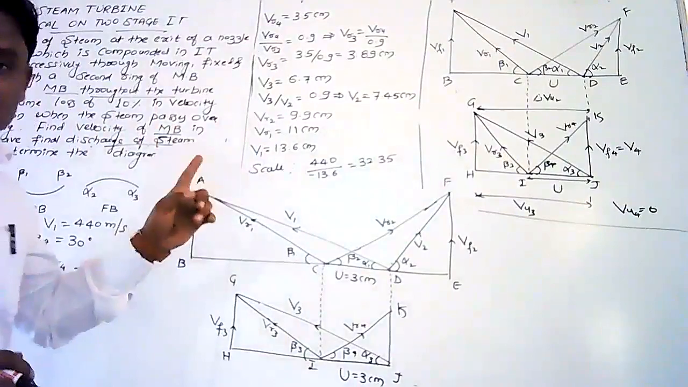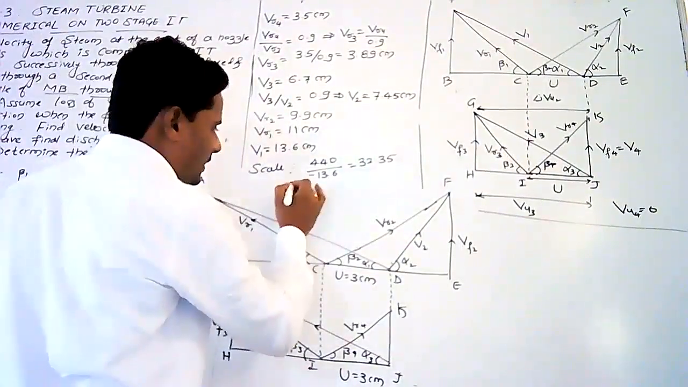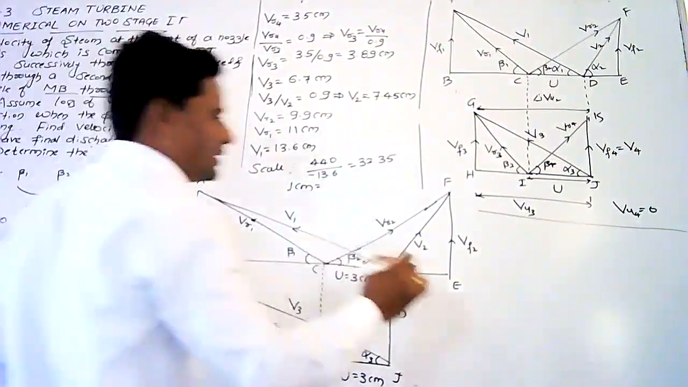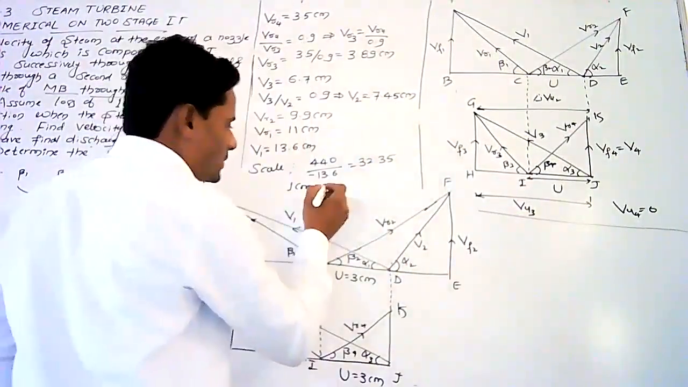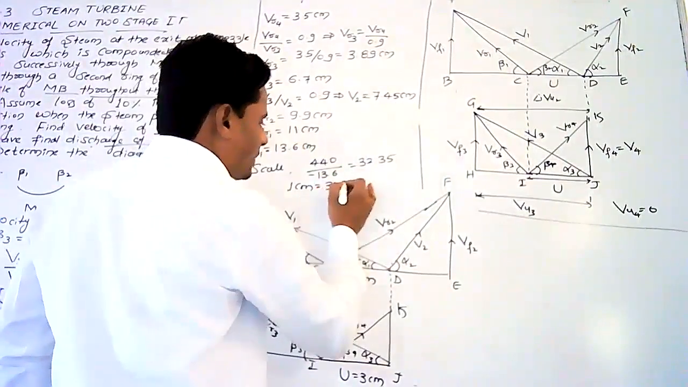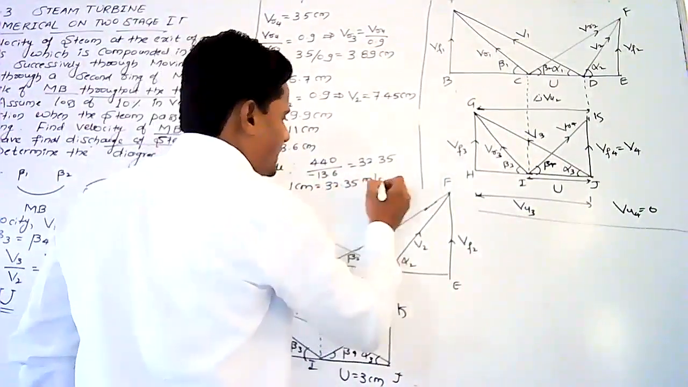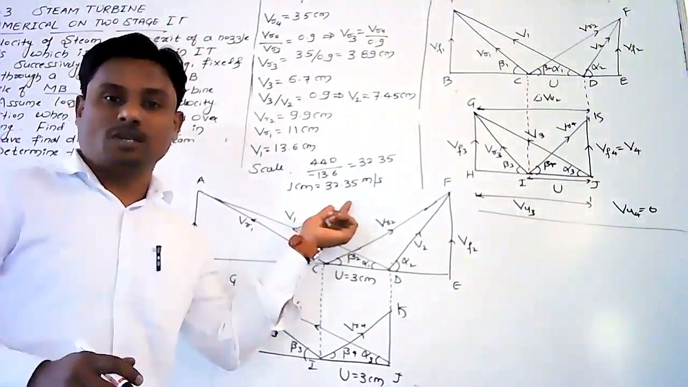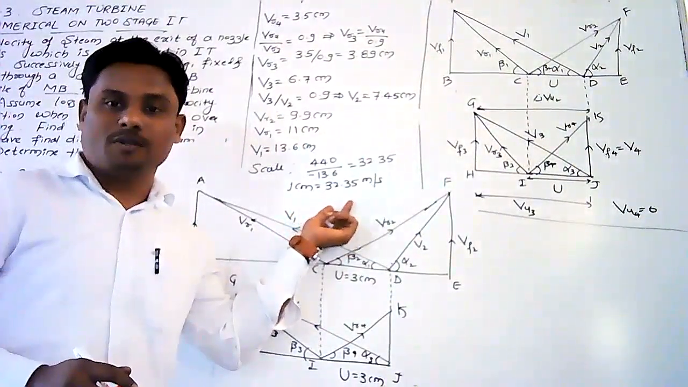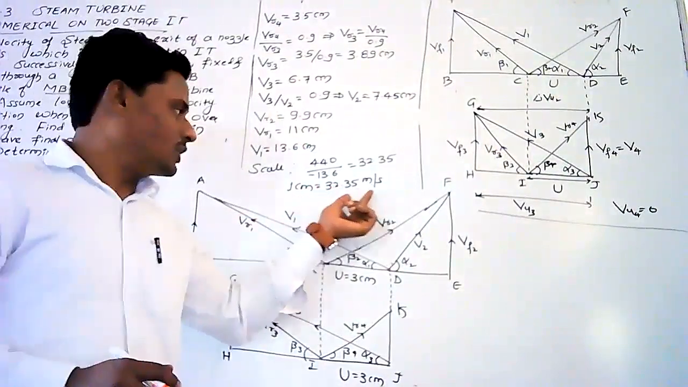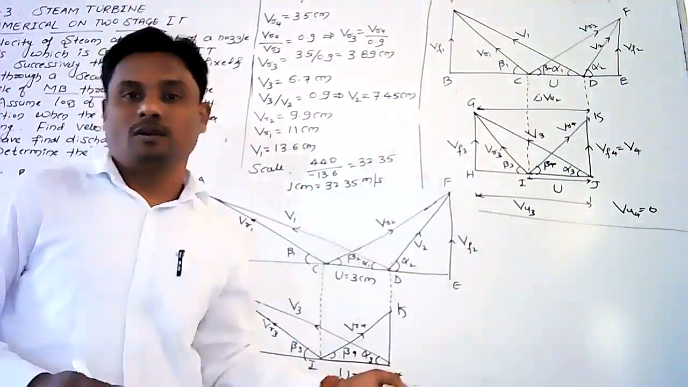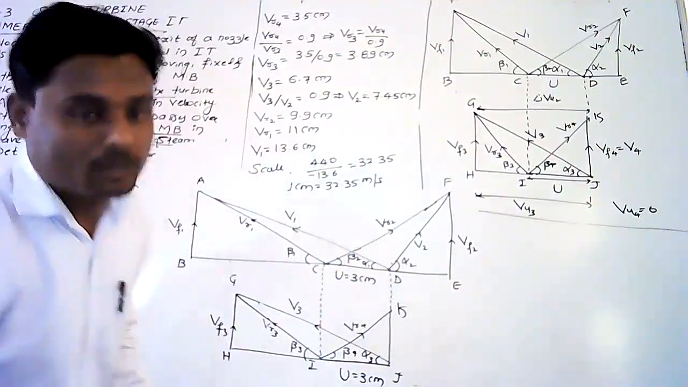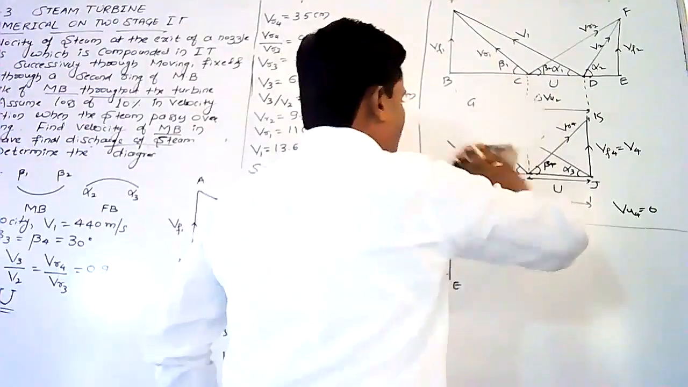That means 1 centimeter equals 32.35 meter per second. This is the scale ratio. Now just multiply all the velocity parameters with the scale ratio 32.35 to get the values in meter per second. Is that clear to all of you? Right, so this is the complete sketch on graph paper.